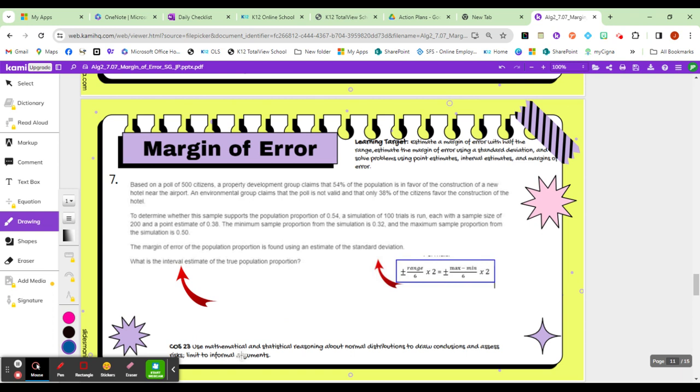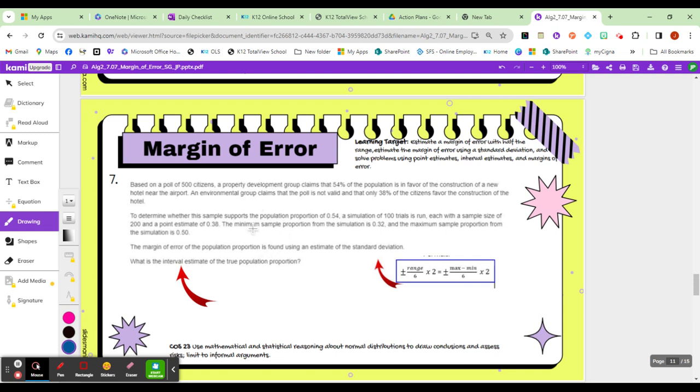All right, number 7's got a whole lot of words. Let's see if we can get through it. Based on a poll of 500 citizens, a property development group claims that 54% of the population is in favor of the construction of a new hotel near the airport. An environmental group claims that this poll is not valid and that only 38% of the citizens favor the construction of the hotel. To determine whether the sample supports the population proportion of 0.54, a simulation of 100 trials is run, each with a sample size of 200 and a point estimate of 0.38.